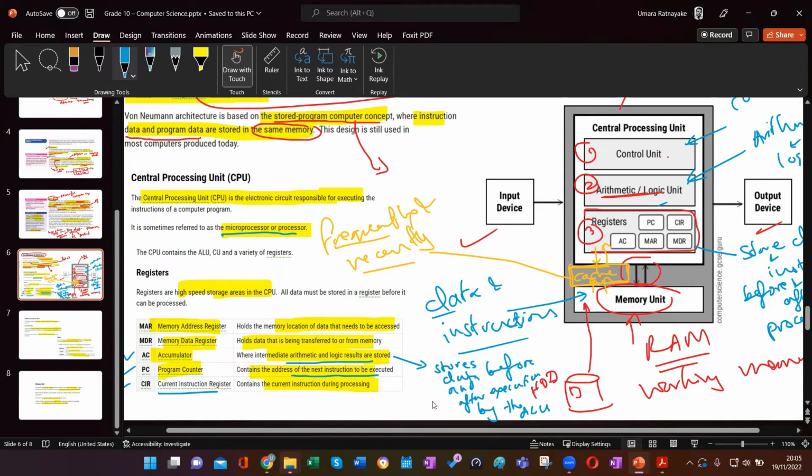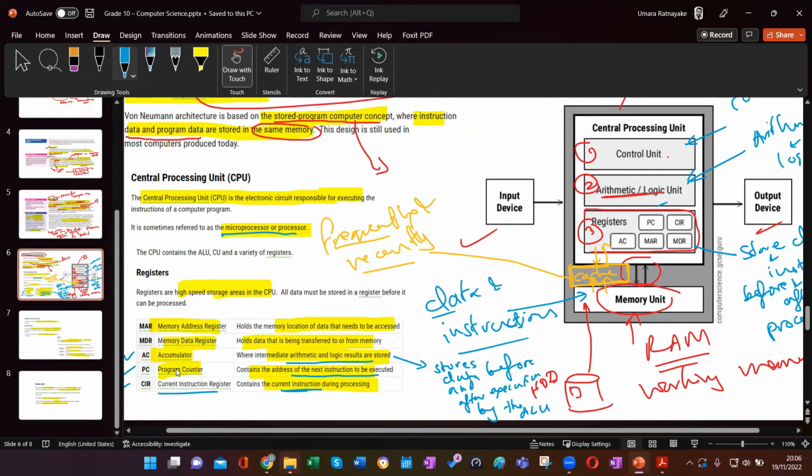Then you have the current instruction register, which contains the current instruction during the process. So the instructions are executed one after the other, right? And CIR will hold the instruction that is being executed right now, right? Contains the current instruction. That means the instruction is already brought into the register. But program counter will have the address of the next instruction, right? And then that address will be sent to the RAM to pick the instruction and bring it and put it into the current instruction register when it is being executed.